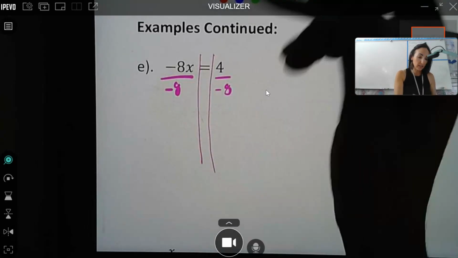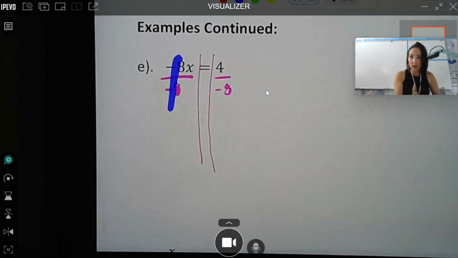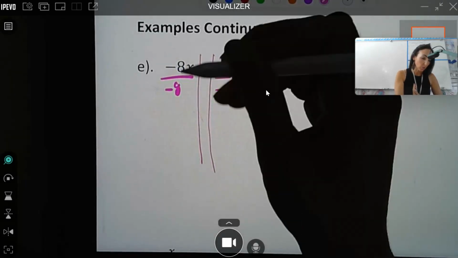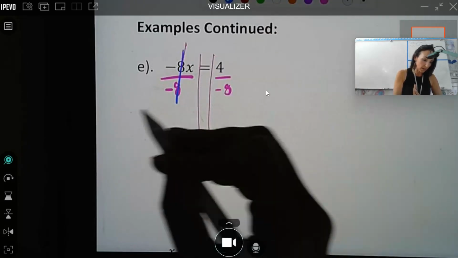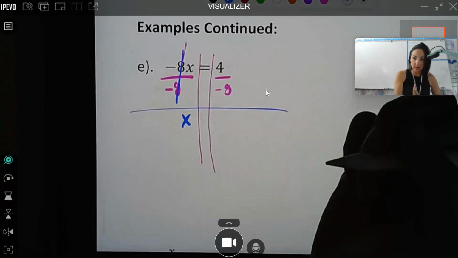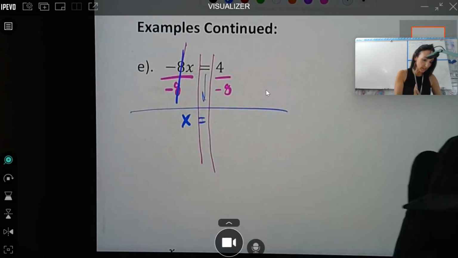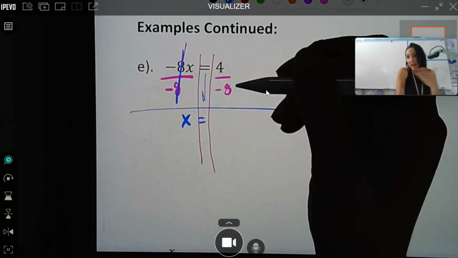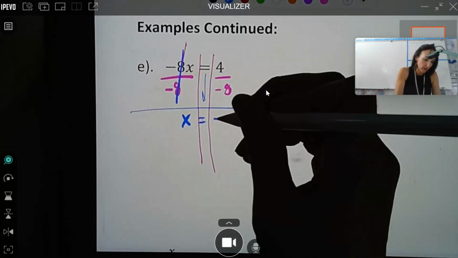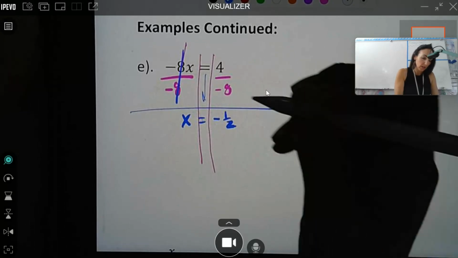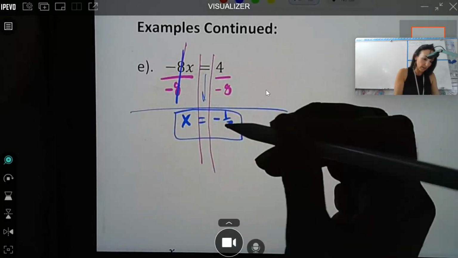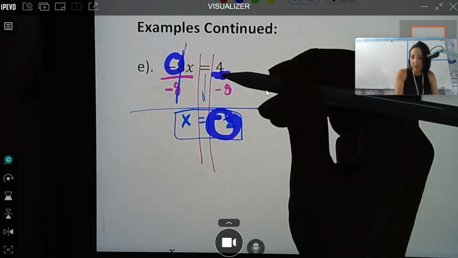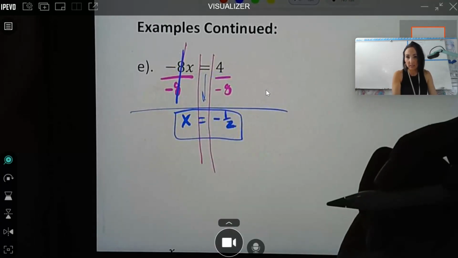And it has to be by -8 because what I'm trying to get is 1x. -8 divided by -8 is going to get me 1, right? That's 1. And so I have 1x, or just x. I can bring the equal sign down, and I have 4 divided by -8. That's going to be a fraction, right? Only half of 8 fits into 4. So this is going to get me -1/2. And I can double check. If I plug this back in, does -8 times -1/2 get me positive 4? Yes, it does.